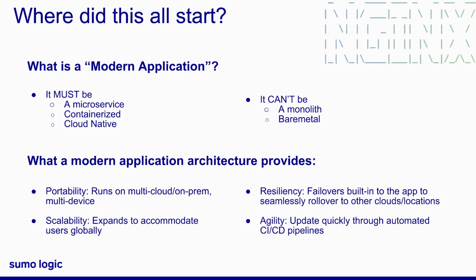The more we looked at it and tore it apart, we realized it comes down more to the outcomes. What does the modern application architecture actually provide? That's where it gets interesting, because it's all about the different outcomes: portability, being able to run multi-cloud, on-prem, multi-device; scalability, so that you can grow to meet the user needs; resiliency, so it's not a soft failover, everything's backed up; and agility. There's a lot of overlap in all of this, but it's really these core principles that let you operate applications in this modern way.